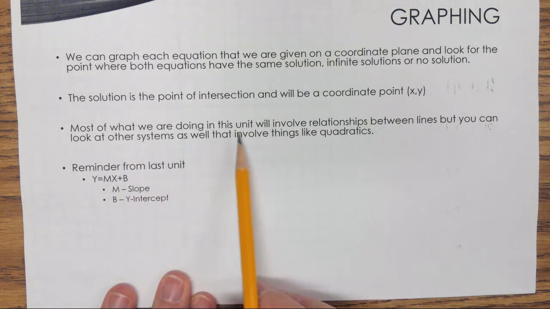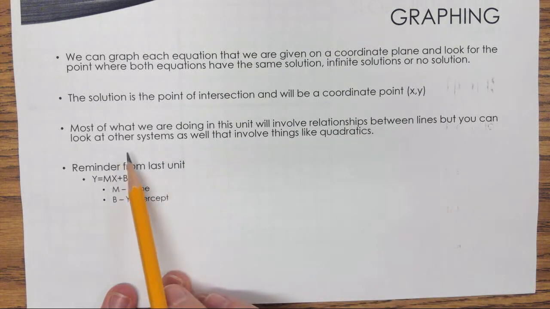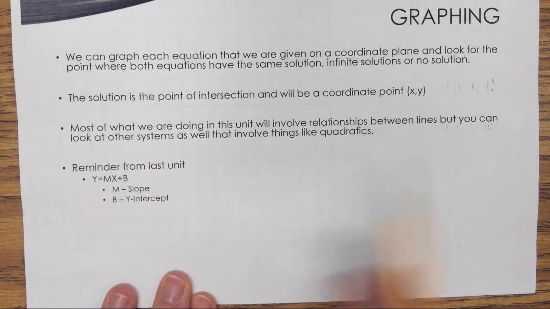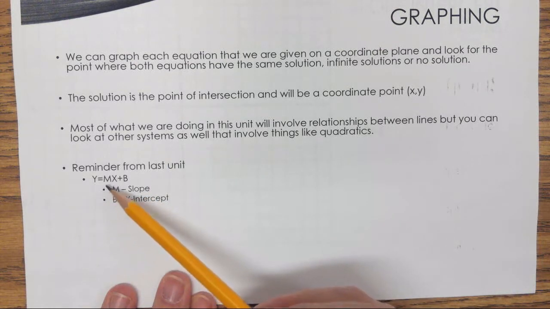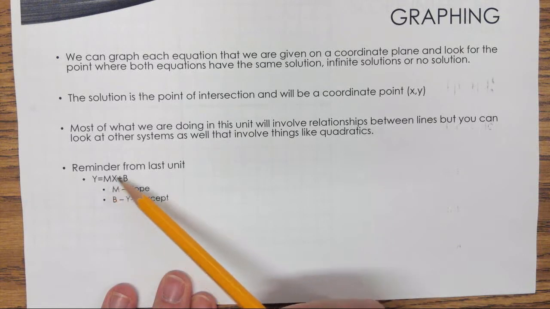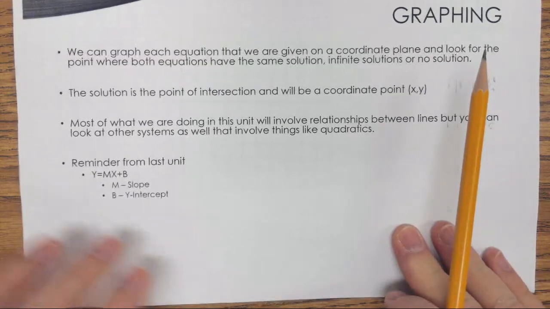Most of what we are doing in this unit will involve relationships between lines, but you can look at other systems as well that involve things like quadratics, parabolas, you know, that kind of stuff. So most of what we'll be doing when we're graphing these is using the slope-intercept form of our equation, or the y equals mx plus b. So you need to be able to remember how to graph these guys, okay? And that's the most important thing when we're doing this. All right.